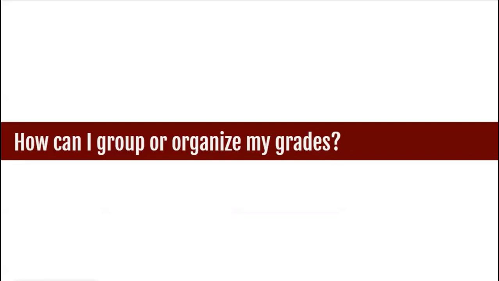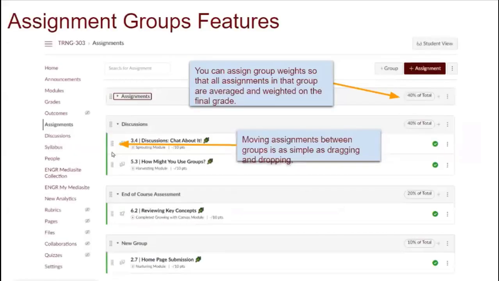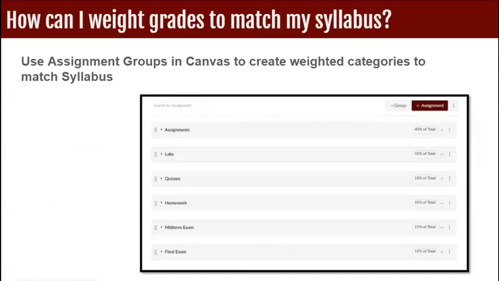Now, we're going to discuss assignment groups a little bit. That's underneath the question, how can I group and organize my grades? Canvas has a feature called assignment groups. Assignment groups is a way that you can create weighted categories for your assignments and quizzes that would match your syllabus.